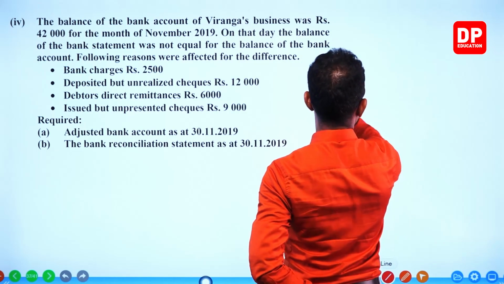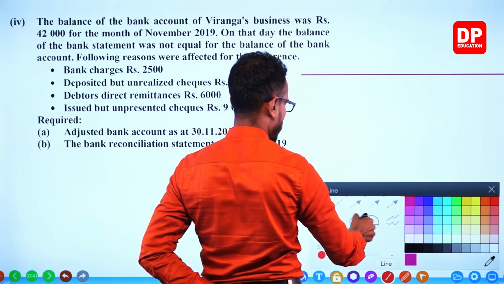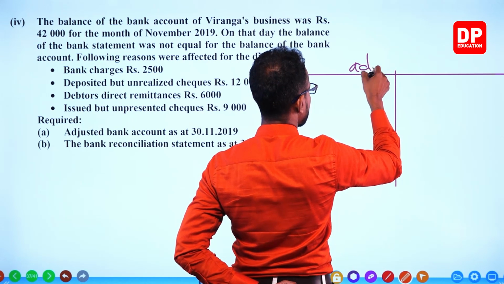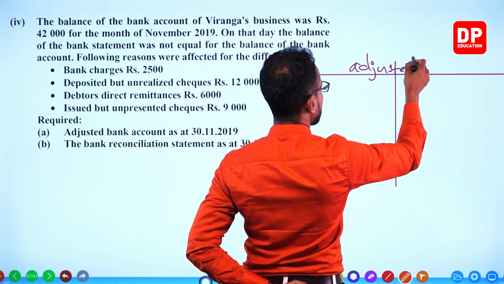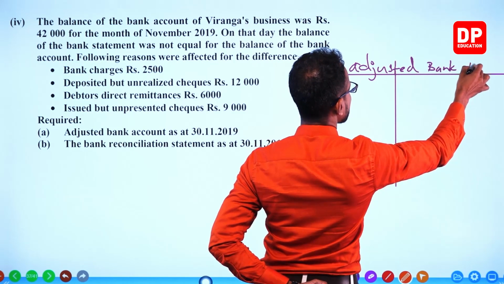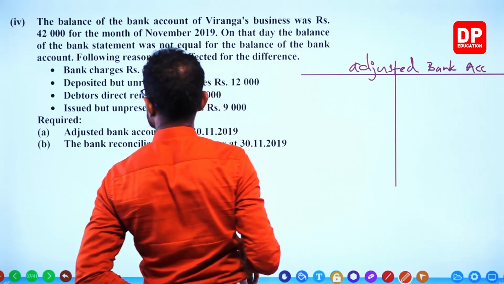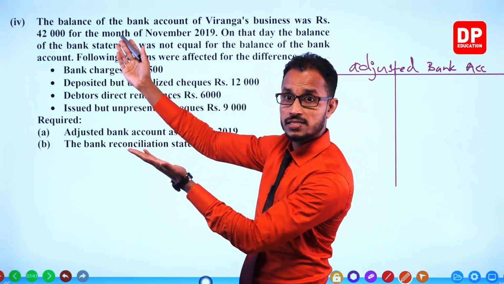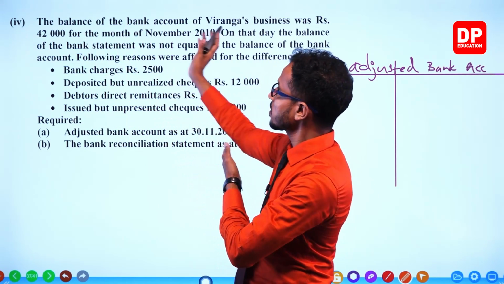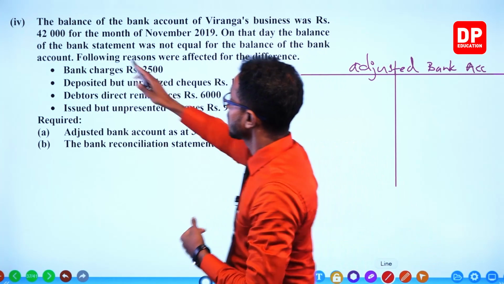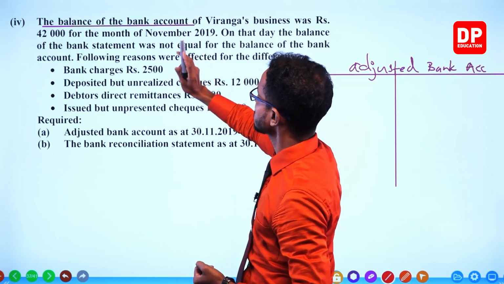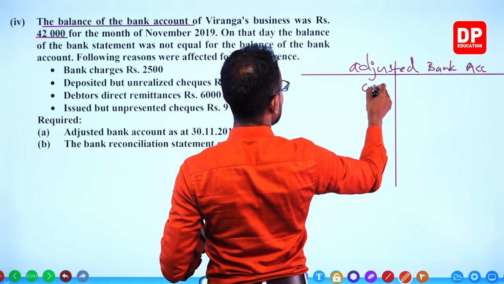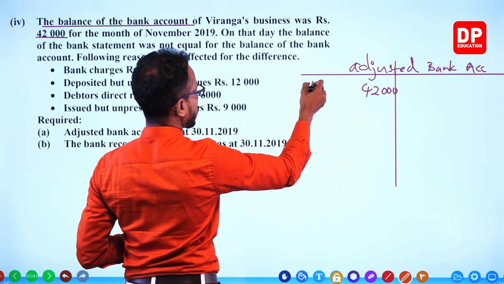Let's do the adjusted bank account right here. We start the adjusted bank account with the given bank account balance, which is here. The balance of the bank account was 42,000 for the month of November. Put that to the debit side, 42,000. Balance brought forward.